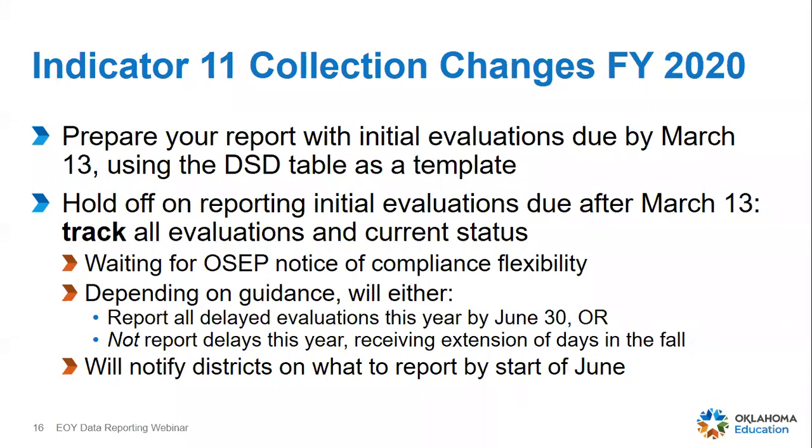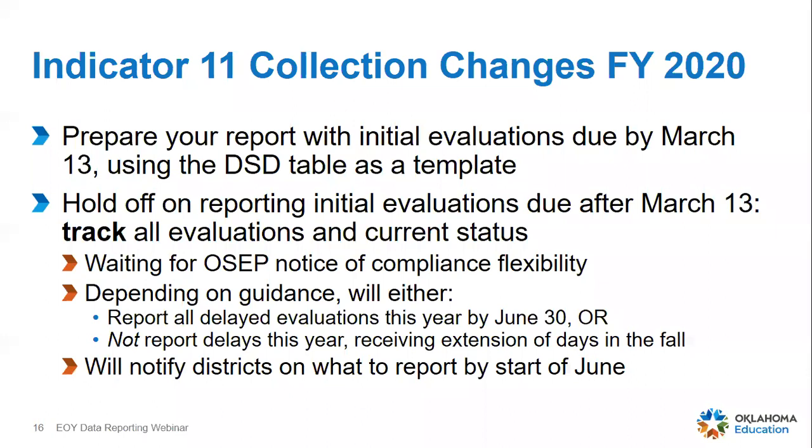If you do have some delayed evaluations that are due after March 13th and that you have not been able to complete, track those separately. Track all of those evaluations, track their current status. Again, we are waiting for OSEP notice of compliance flexibility. Depending on that guidance, we will either report those delayed evaluations this year, or they may not report until next year. There's a chance that all districts and all states will receive an extension of days in the fall. We don't know that yet. We won't know probably for about a month what they're going to do with that, okay?